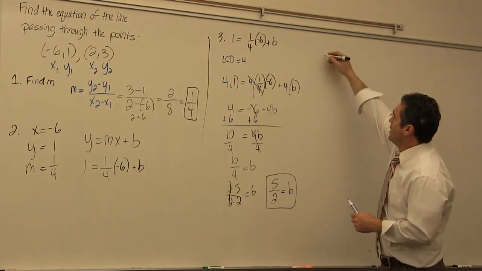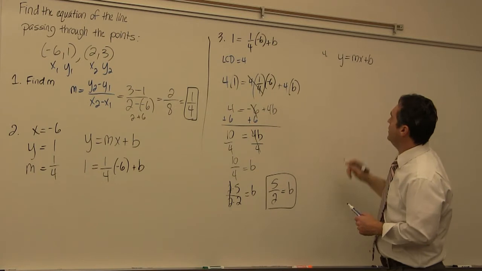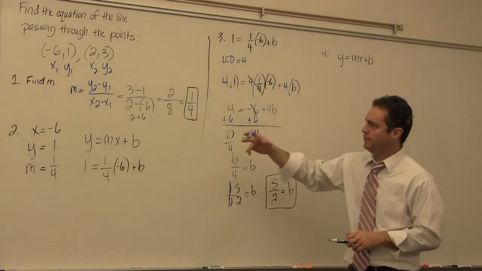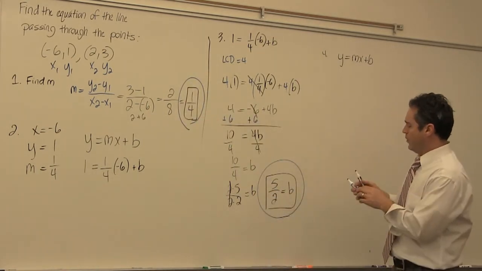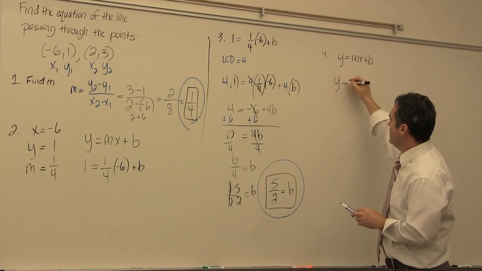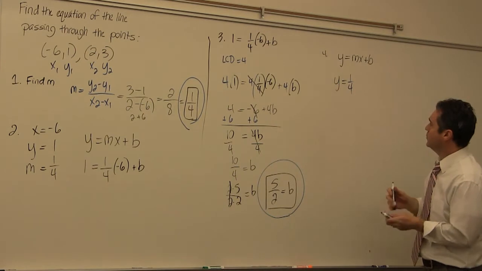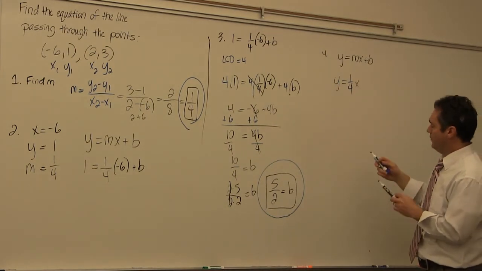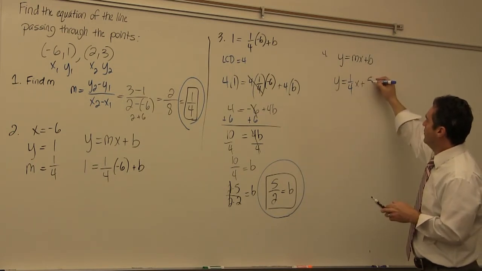Our final step, step 4, we are to take the equation y equals mx plus b and plug in our discovered values of m and b. And so we have y equals, m is 1/4. Good. And what was b? 5 over 2. So we have plus 5 over 2. Good job.